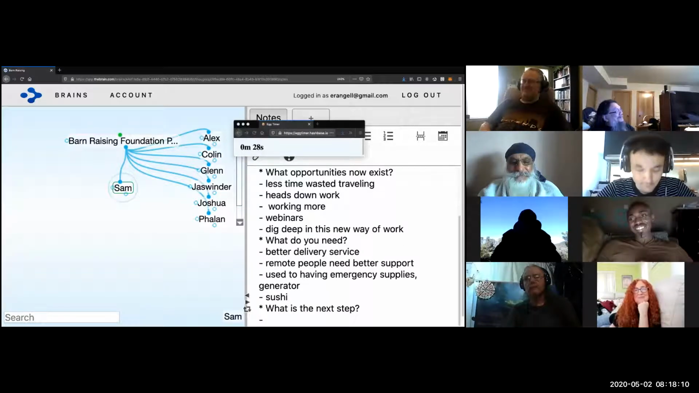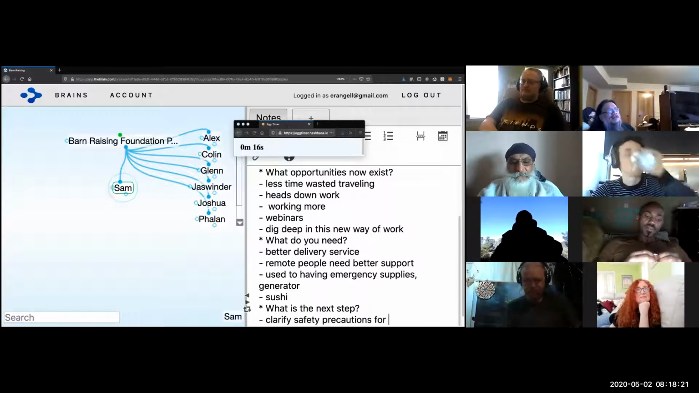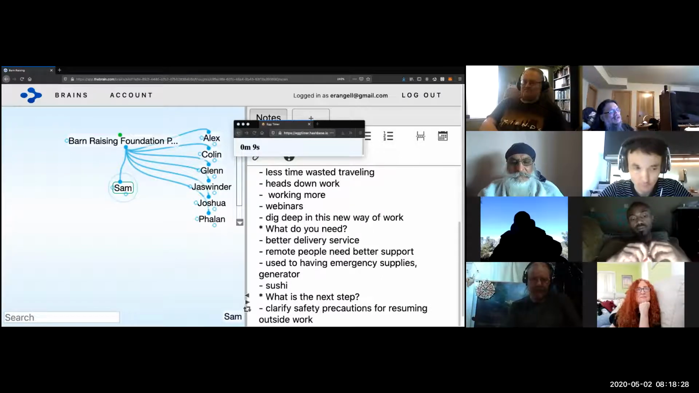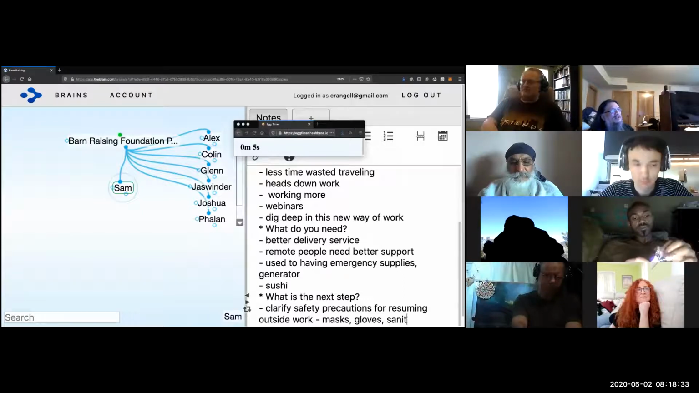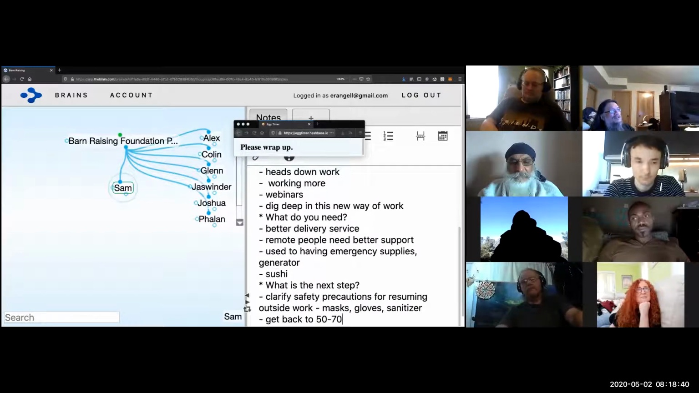Next step, I really think for all of us, especially me, is to clarify those safety precautions so we can get out and about again safely without harming others or ourselves. Once we have a good, clear understanding, and I think masks, gloves, spray, sanitizer, et cetera, are all part of that, I think we can get back to like 50 or 70% of normal. I don't think we'll ever get back to normal. My time's up, so I will just leave it at that.